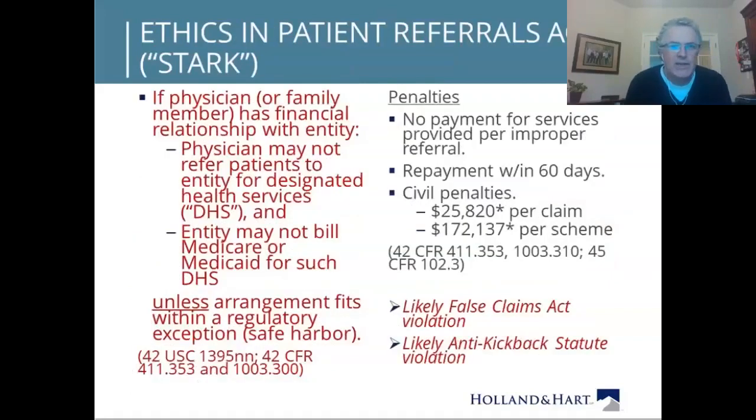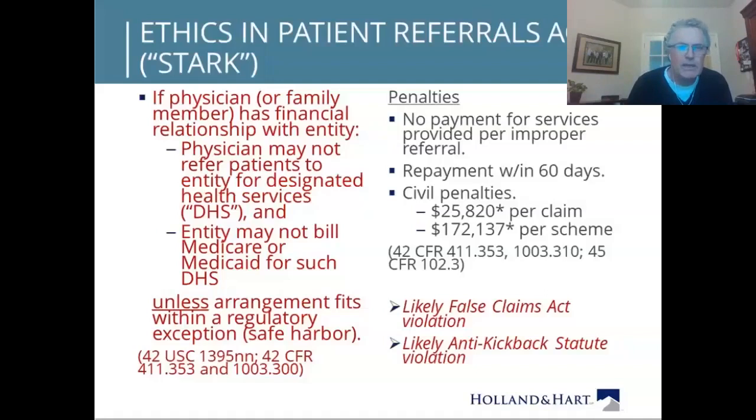All right, the next statute we need to discuss is the Ethics and Patient Referrals Act, or more commonly known as STARK, after Representative Pete Stark, who originally sponsored the bill. STARK states that if a physician or a family member of the physician has a financial relationship with another entity, that physician may not refer patients to that other entity for certain designated health services that are payable by Medicare or Medicaid. And if that physician does make an improper referral and those services are provided, that entity cannot bill Medicare or Medicaid for those designated health services unless the arrangement is structured to fit within a regulatory safe harbor.